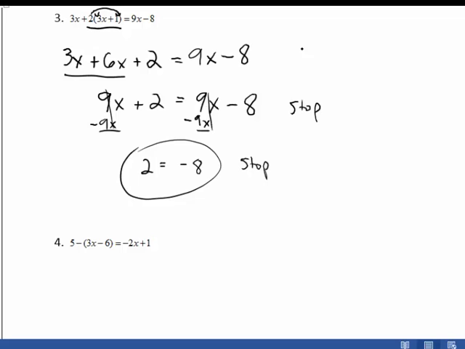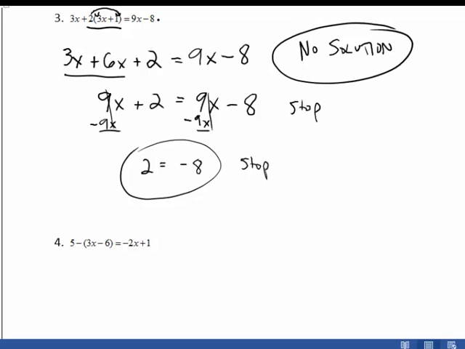So what does that mean? That means there is no solution for x. There is no value for x which makes that true. Okay? And how do you know that? Well, whenever you get a statement that looks like this, it just doesn't make any sense. When you get one number equal to another number and they're not the same number, then you know that there's no solution.